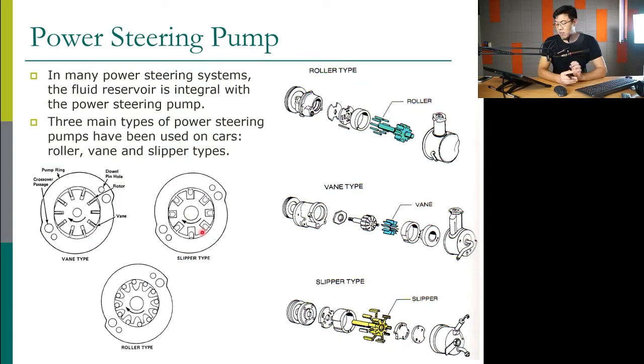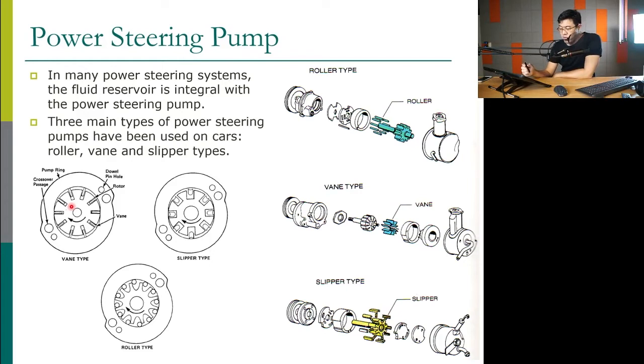There are different types of the pump, with very similar design, just different internal components. We can have a vane type, a slipper type, or a roller type. Because we use a liquid, a very viscous fluid, the oil, it uses a positive displacement pump, which means that we create vacuum and suck in the oil, and then we push it out.